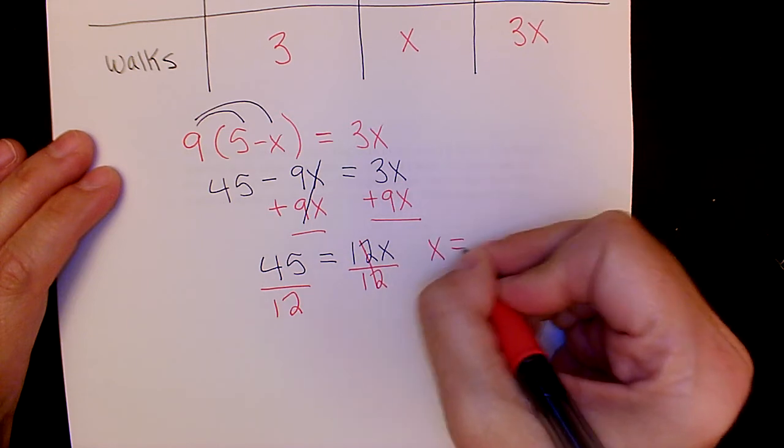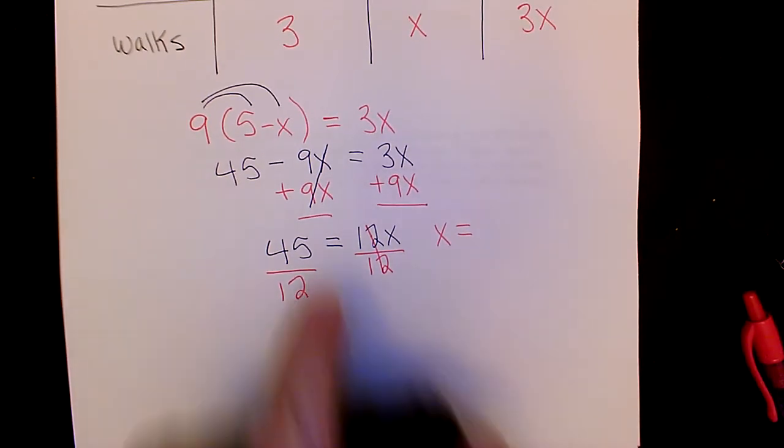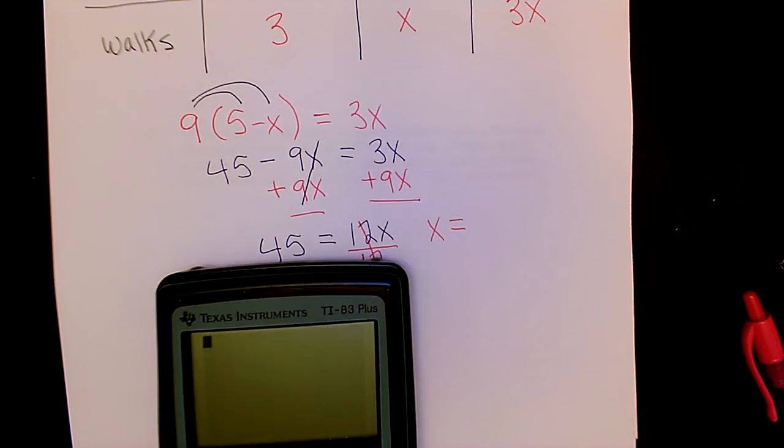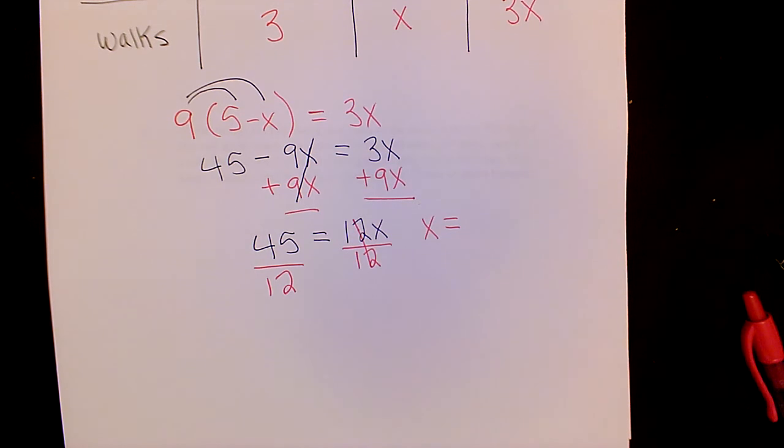So when I do that, if you want to punch that in, you can. Take 45 and divide it by 12. Okay, I get 3.75, or 3 3/4 hours, or 3 hours and 45 minutes. You can just leave it 3.75 if that's the easiest for you.